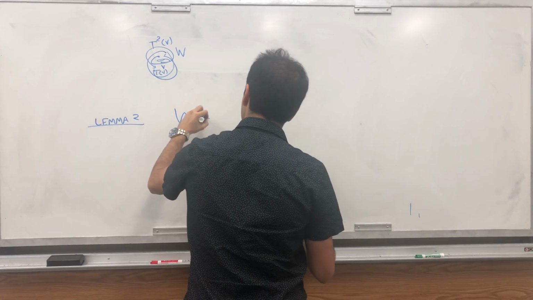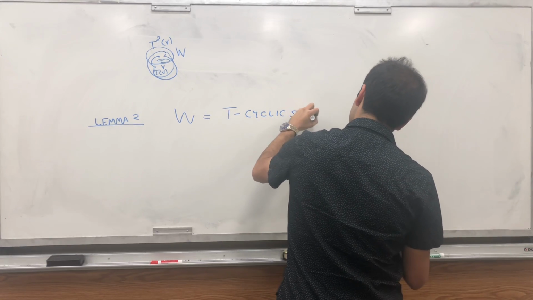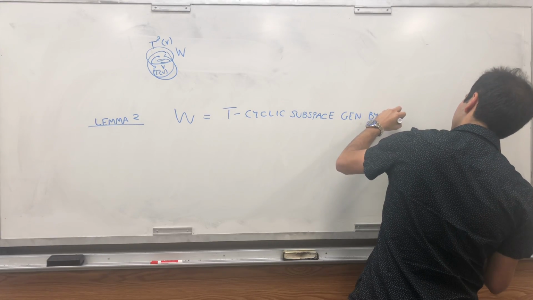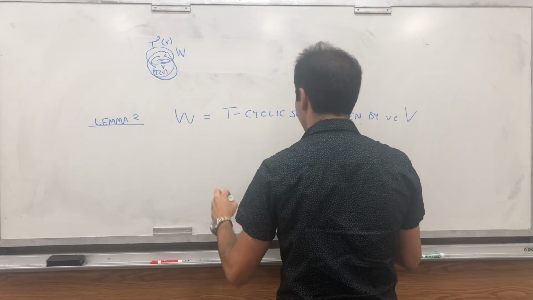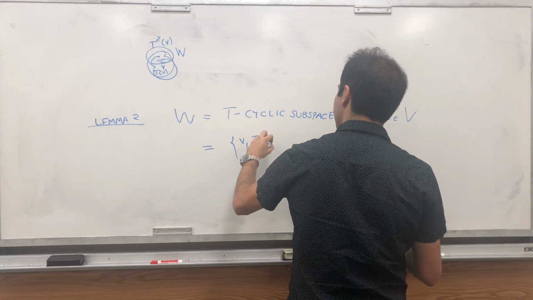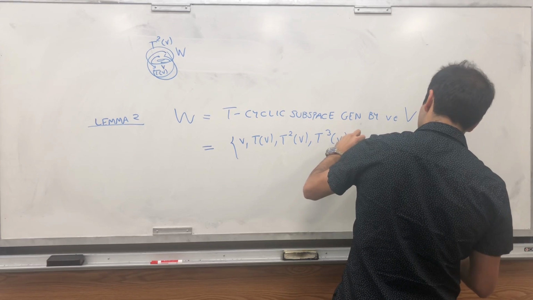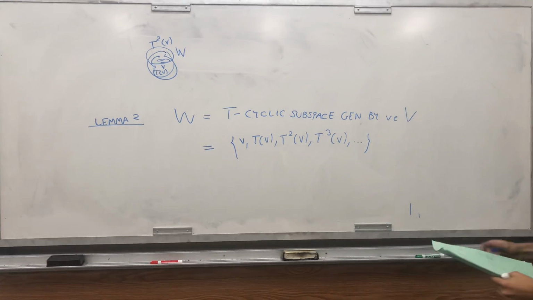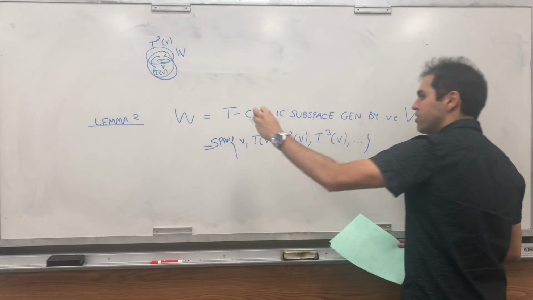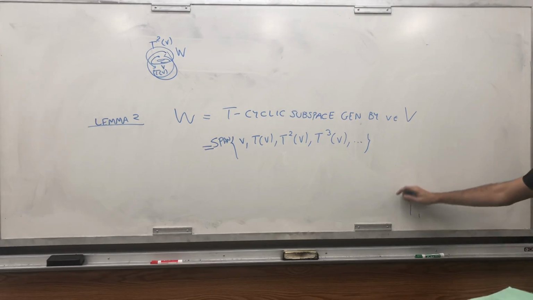Let W be the T-cyclic subspace generated by some vector v in V. In other words, W is v, T of v, T squared of v, T cubed of v, etc. Consider the span of this. So consider the span of a vector, then its orbit. You can show that it's indeed T-invariant.